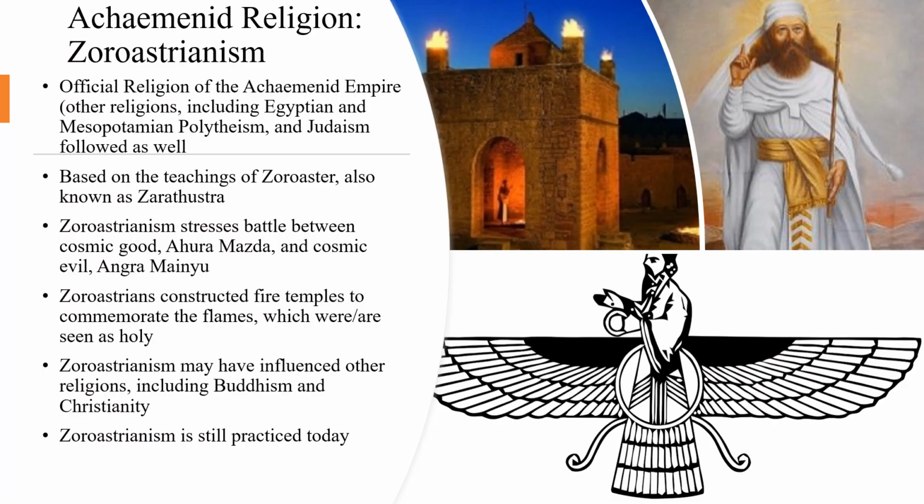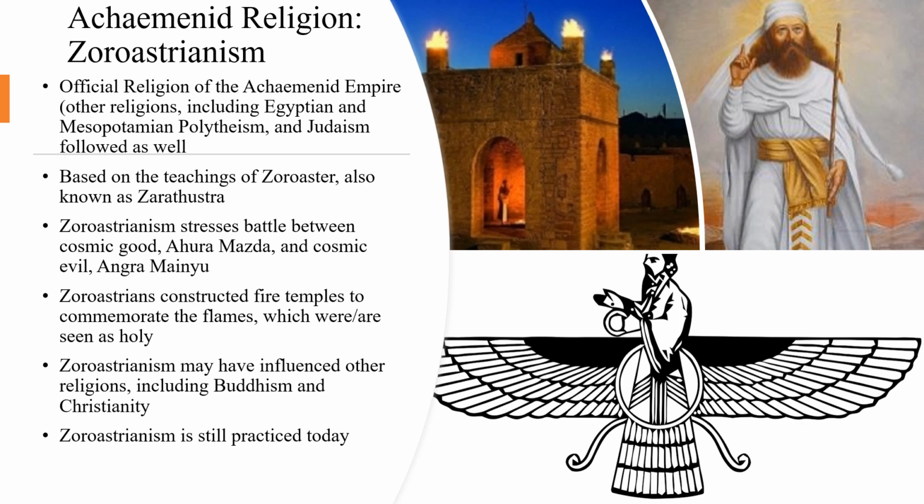Now we'll talk a little bit about the Achaemenids' religion, Zoroastrianism. Zoroastrianism was the official religion of the Achaemenid Empire. Other religions, including Egyptian and Mesopotamian polytheism, and Judaism were followed by certain conquered peoples as well. But they were allowed to observe their religion so long as they remained subservient to the empire.